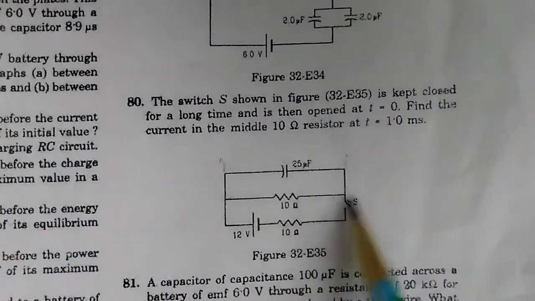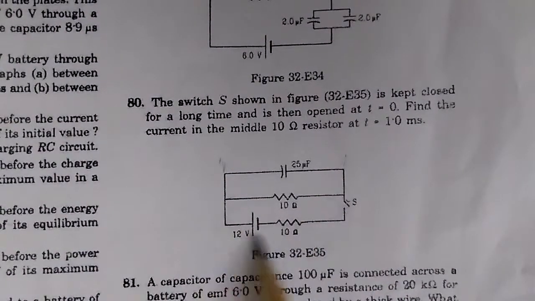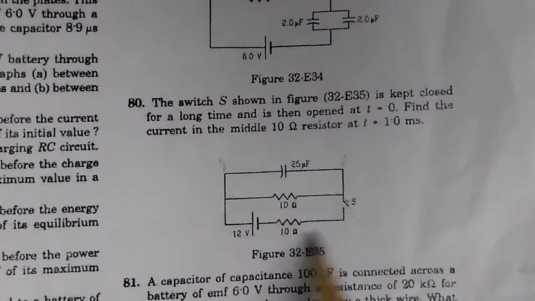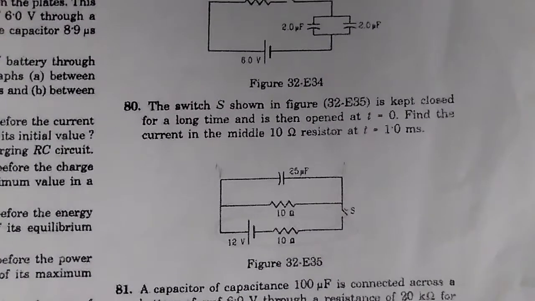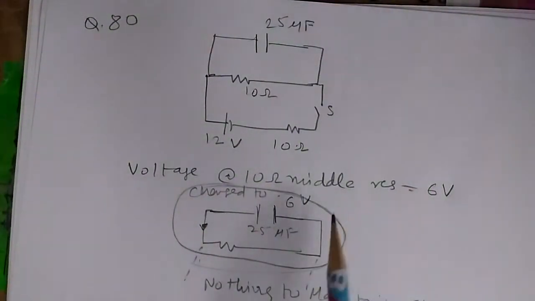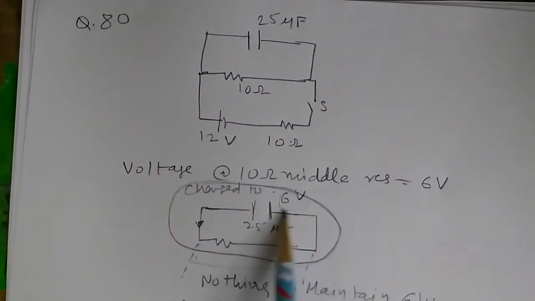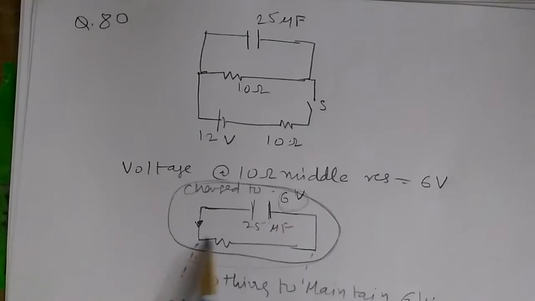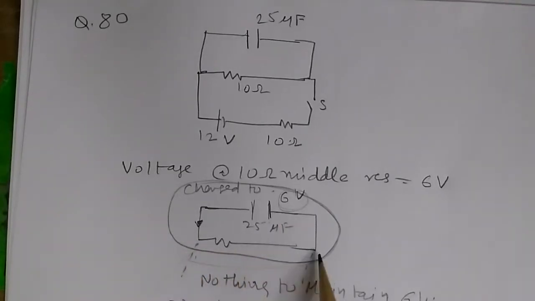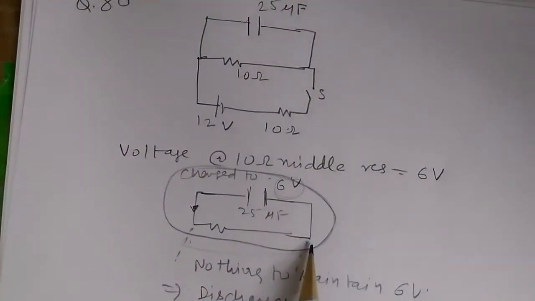What happens when you remove this switch? This whole circuit gets out of the picture because there is no current in this circuit. So watch this circuit here. After a long time, 6 volt appears here on this capacitor, and then you remove the circuit, anything below this. So what happens after that?